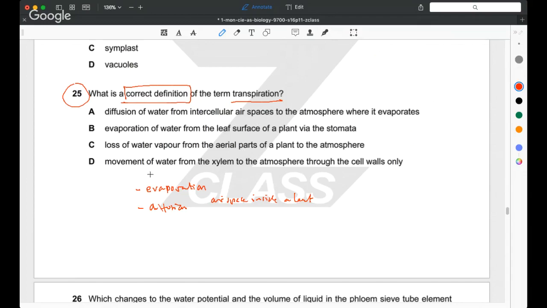That one was C, the loss of water vapor through these air spaces inside the leaf out of the atmosphere. And the examiner flagged up that that was one of the ones the students were generally weak on.